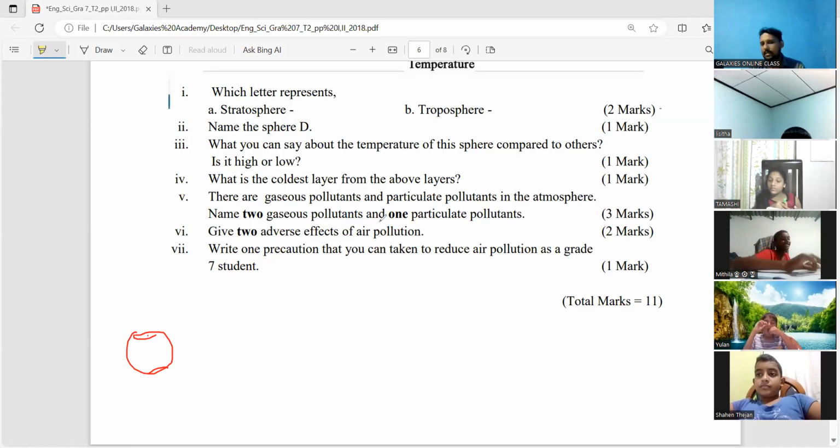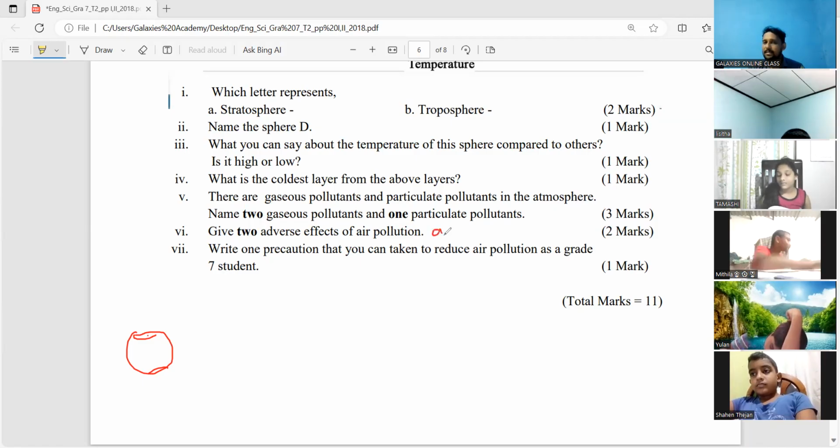Okay, so one adverse effect you can write, increase the temperature of the atmosphere. Right? And another adverse effect, acid rains. Right? Acid rains.